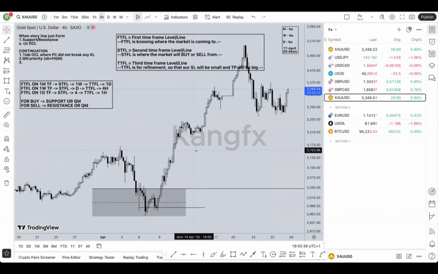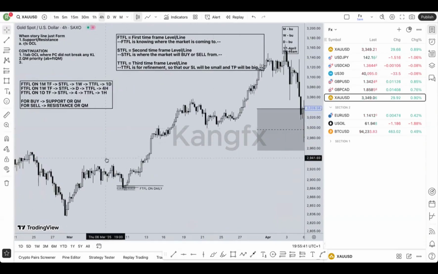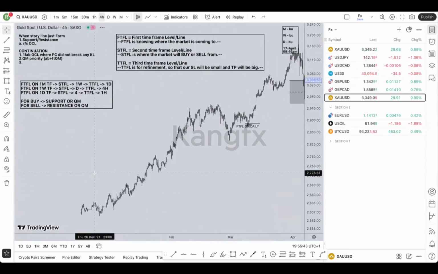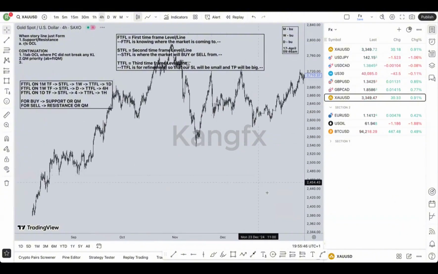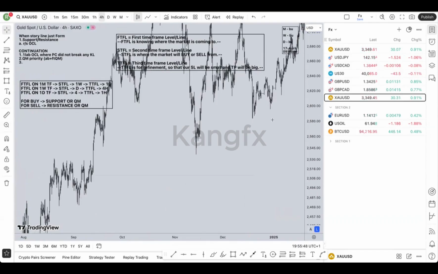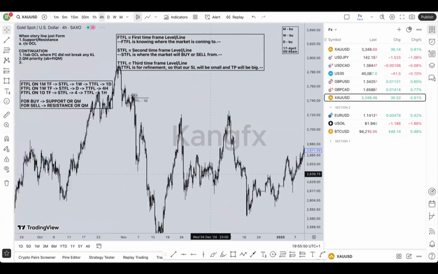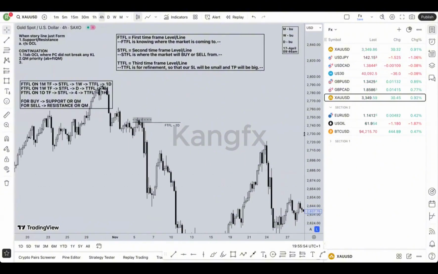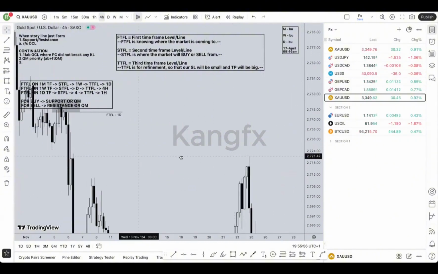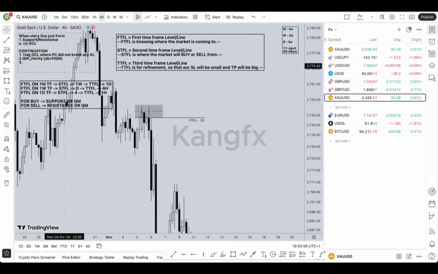If I go down to STFL, what am I looking for? Since we are selling, I'll be looking for resistance or QM. That's what I'm looking for. Since we are selling, I look for resistance or QM. And if I check it out, we have an unfresh resistance up here. An unfresh resistance.